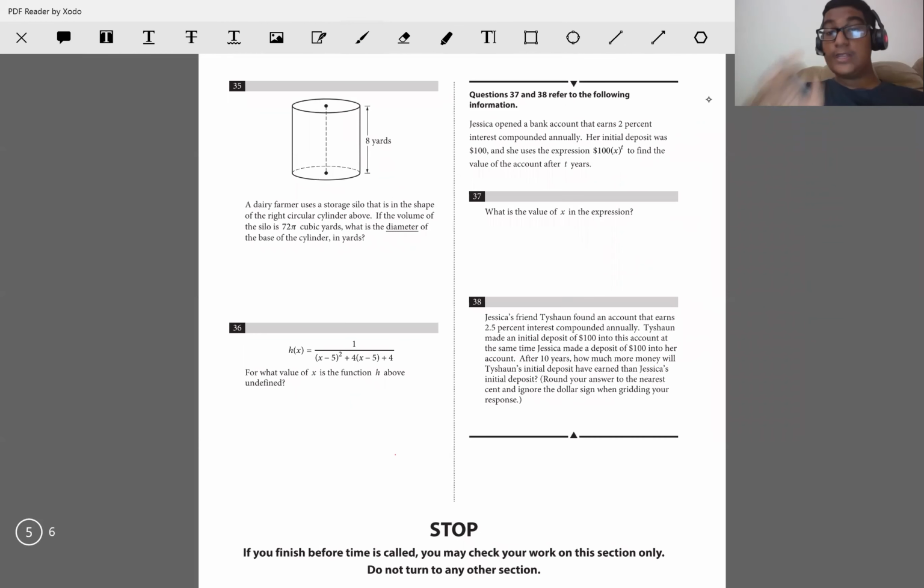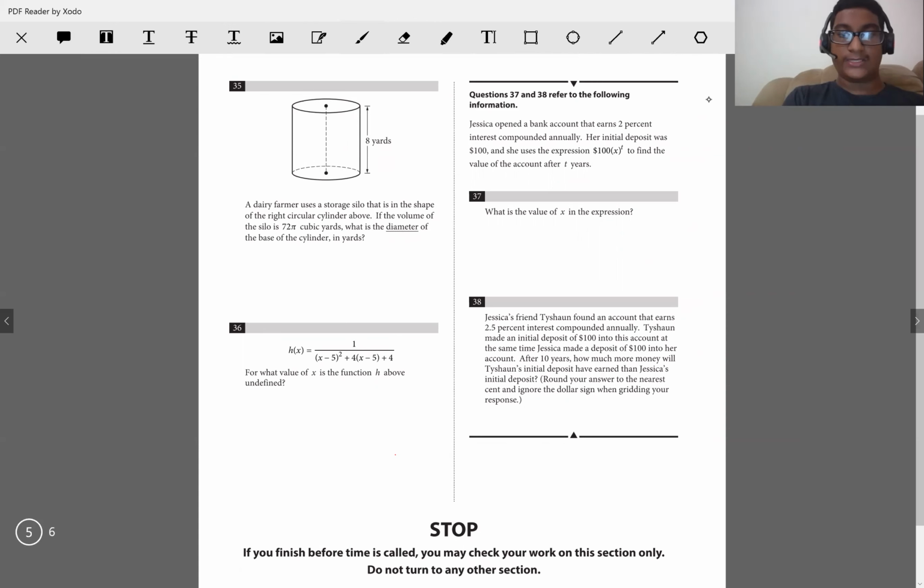Now let's do the grid for section 4. Number 35. A dairy farmer uses a storage silo that is in the shape of a right circular cylinder above. If the volume of the silo is 72π cubic yards, what is the diameter of the base of the cylinder in yards? Here, they also gave us the height of the cylinder is 8 yards.